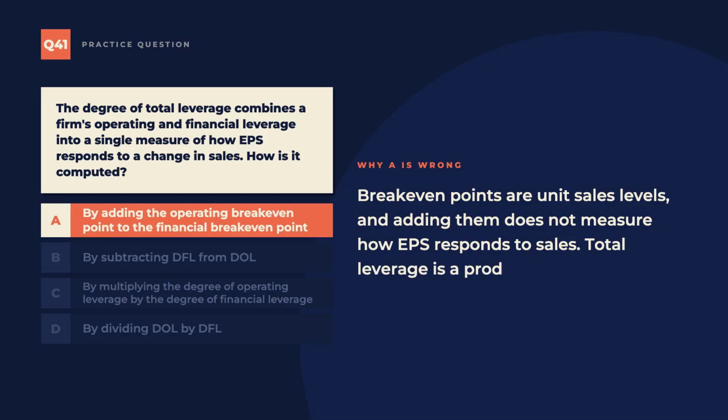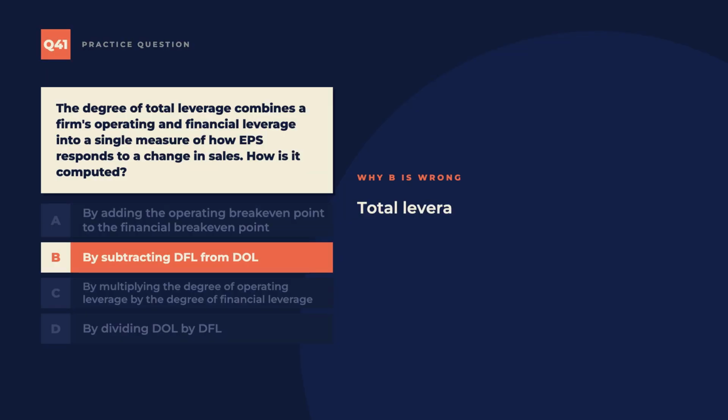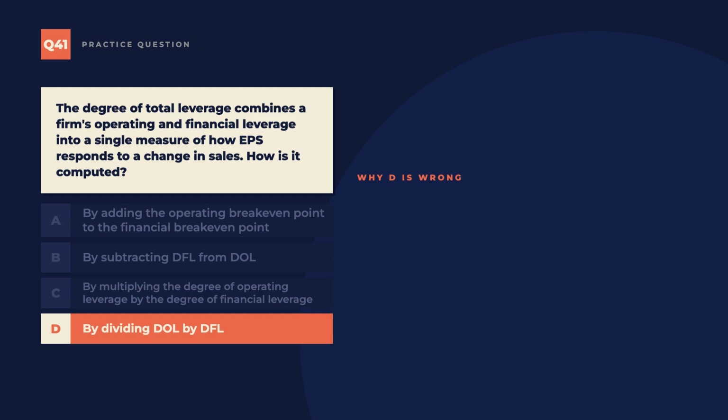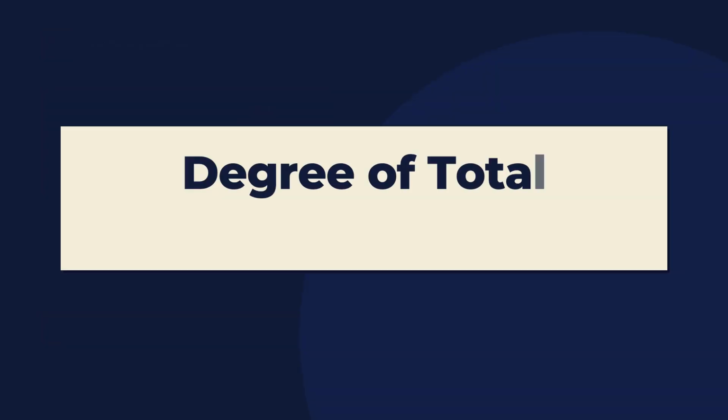Total leverage is a product of two sensitivity measures. B is wrong because total leverage multiplies the two leverage measures. It does not subtract one from the other. Subtraction has no meaning here. D is wrong because dividing DOL by DFL does not give total leverage. The two measures stack multiplicatively, so they are multiplied, not divided.